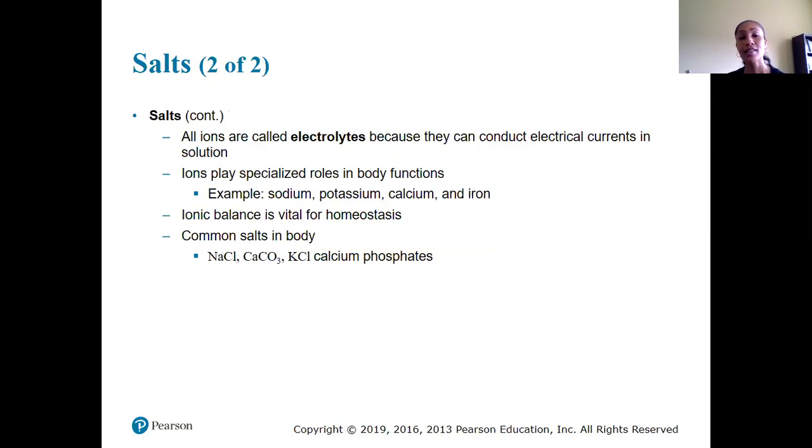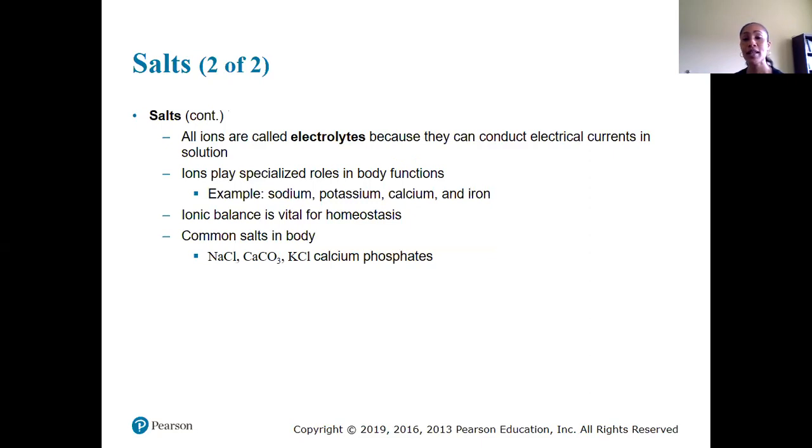All ions are called electrolytes, and I'm pretty sure you've heard of this term, especially if you're an athlete, if you work out, or if you're just looking at healthy things, you're always going to see this term electrolytes. I immediately think of Powerade when I think of this term. All ions are called electrolytes because they can conduct electrical currents in a solution. So if you were to put them in a solution, they're going to be able to conduct an electrical current.